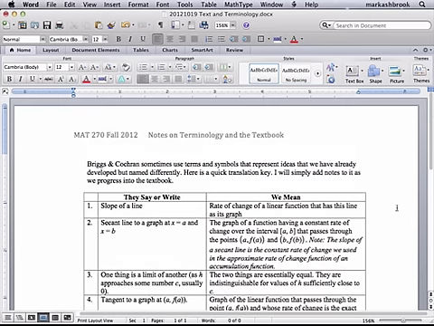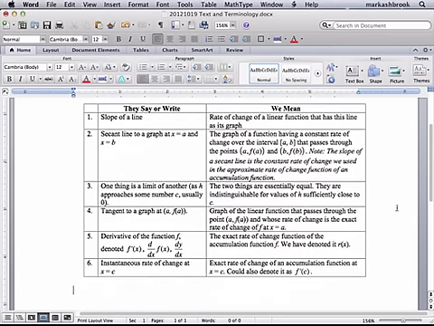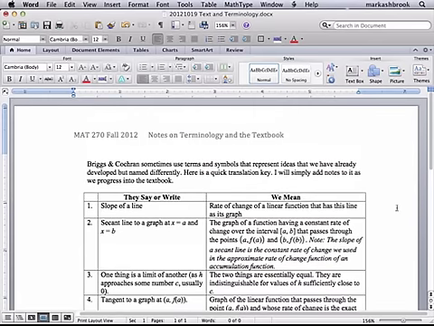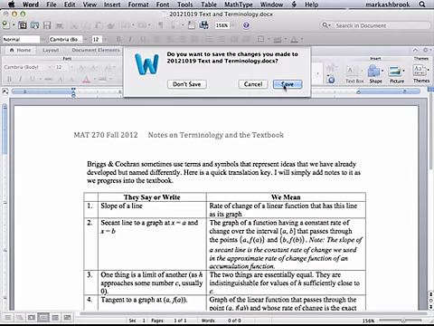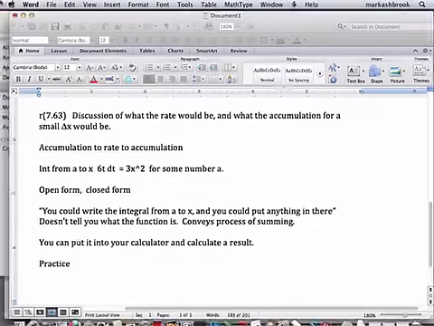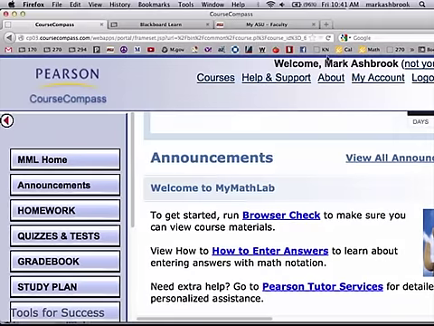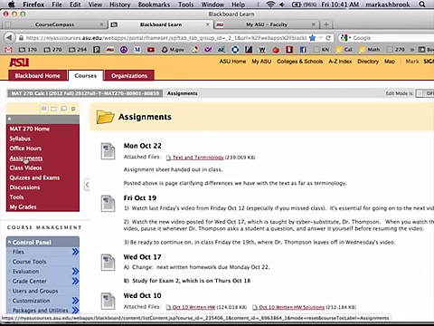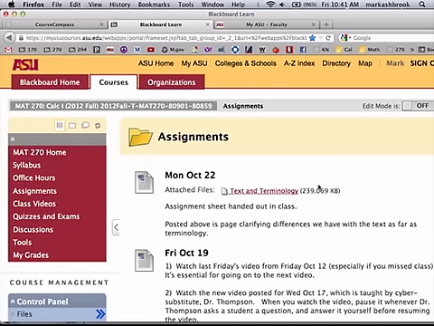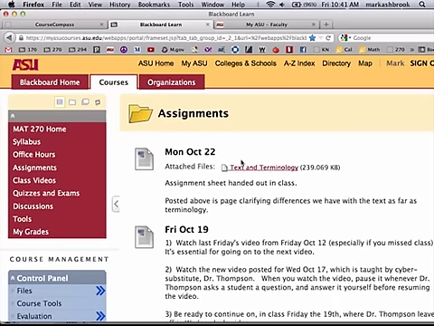Okay, so this is going to be helpful if you come across symbolism or notation in the text or in the text problems that you don't recognize. This is a kind of a translator for that. Okay, I'll show you where I posted that. That's posted in assignments. On Blackboard, you go to assignments. See Monday, October 22nd. There it is, text and terminology. So that's not the assignment, that's just this helpful translator thing.